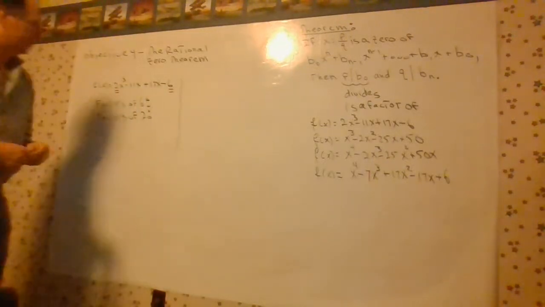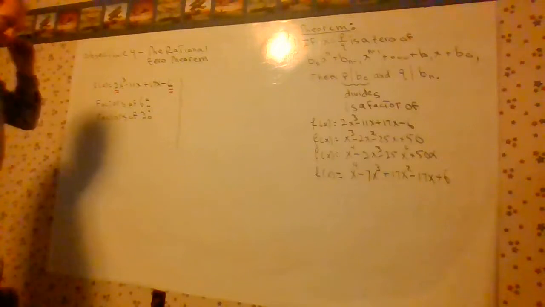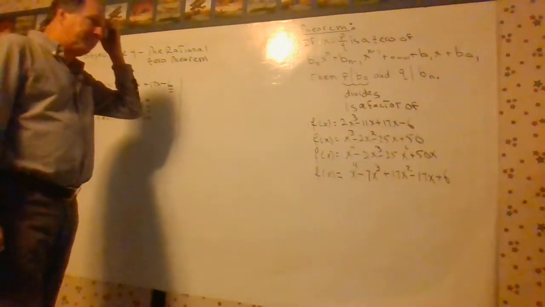Objective 4, the rational zero theorem. In the previous section, we were given a zero and we used that to find the remaining zeros. Suppose that isn't the case. Suppose we're given a polynomial and we just have to find the zeros. Where would we look? The rational zero theorem gives us a method.